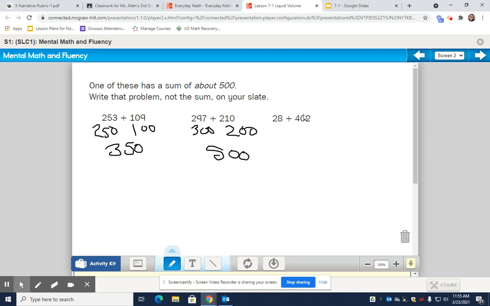But there's still another one that is kind of a closer range. So we better check this out. So I'm going to keep the 28 to a 30. And the 402 is closer to 400. I'm going to add those together, and that's 430. So this is the problem we were looking for. 297 plus 210.